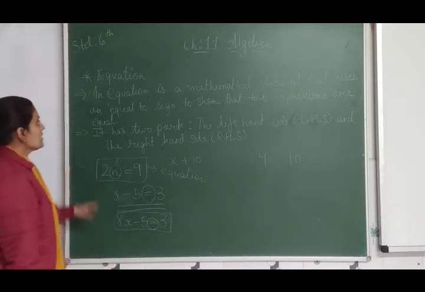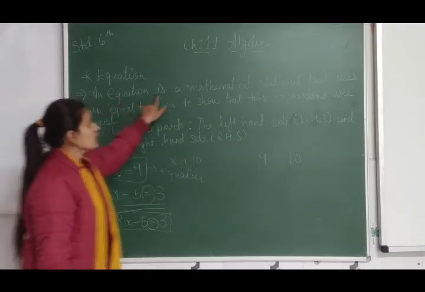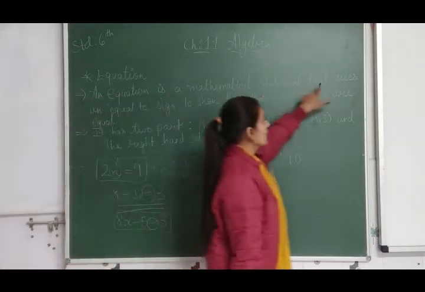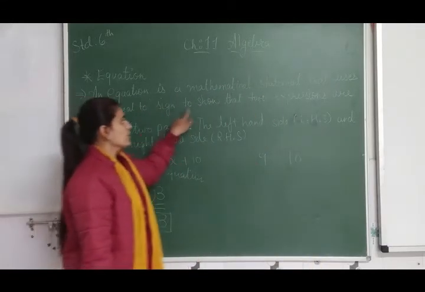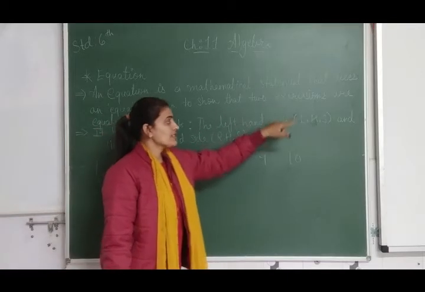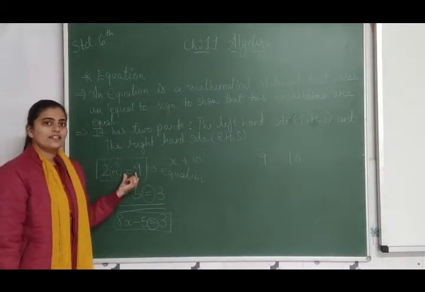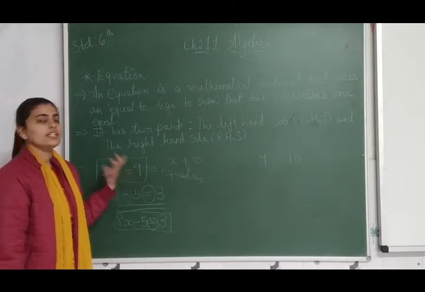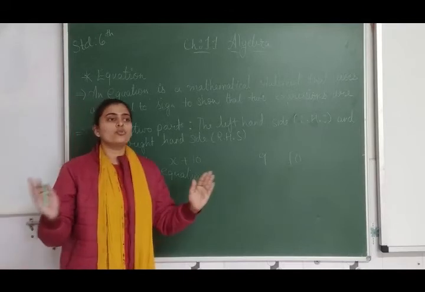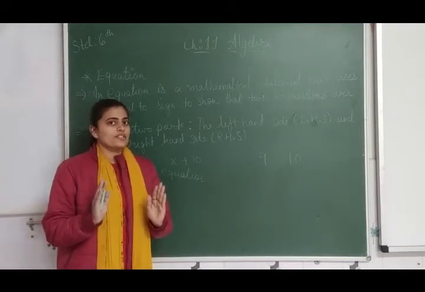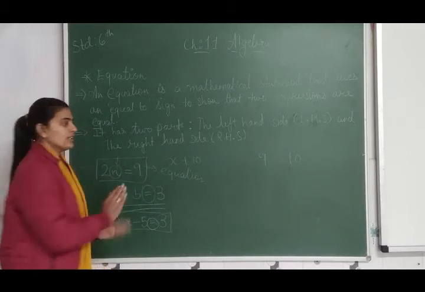Now let us see what is the definition. An equation is a mathematical statement that uses an equal to sign to show that two expressions are equal. Here you can see two expressions are equal and an equal to sign is there between them. Now there are two parts of equations. Two expressions we have brought together with an equal to sign.